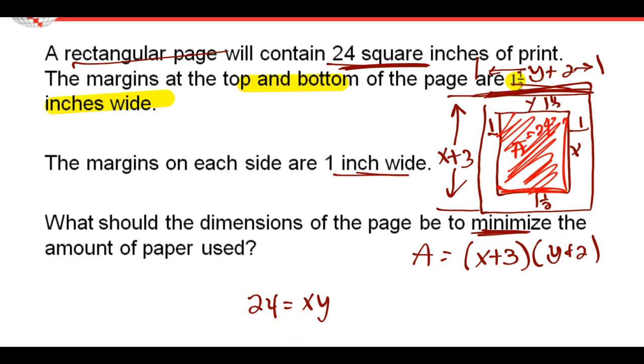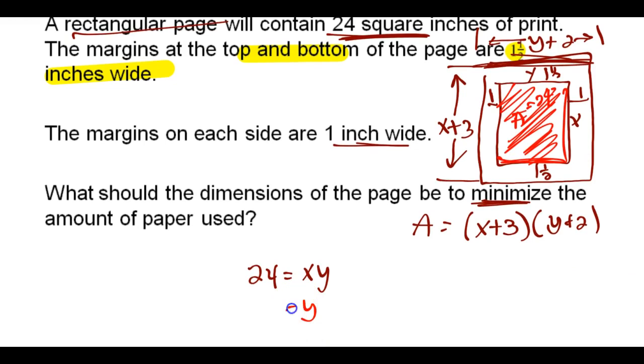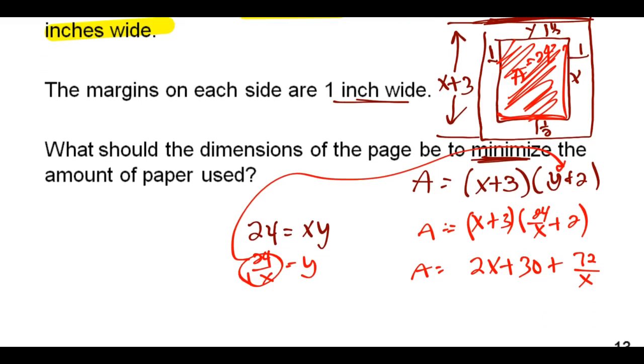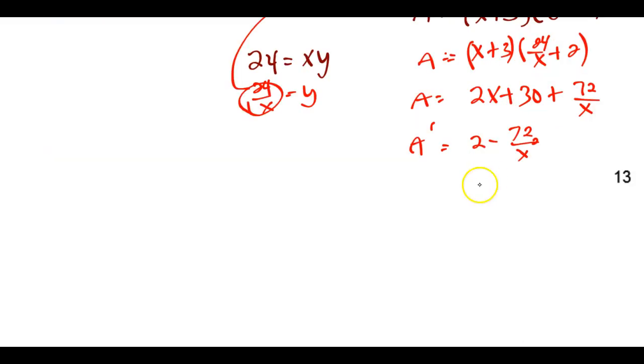So if that's true, then I could substitute in my y is equal to 24 over x, and that can get plugged in right here. So x plus 3 times 24 over x plus 2 is my new area formula. Let's clean that up a little bit. Foiling that out, 2x plus 30 plus 72 over x. And then I'll go ahead and take the derivative of that. So 2 minus 72 over x squared. I'll set that equal to 0 and solve.